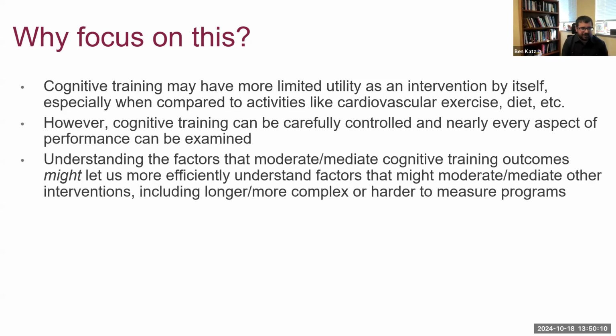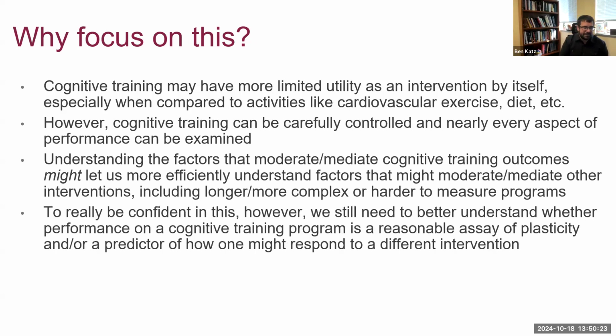And so I think that understanding the factors that moderate or mediate cognitive training outcomes might let us more efficiently understand the factors that can influence other interventions, including potentially longer or harder to measure programs. But to be really confident about this, and for this to be a future direction for this work, we still need to better understand whether performance in a cognitive training program is a reasonable assay of plasticity, and/or if it's a predictor of how one might respond to different types of interventions. I know lots of other people are thinking about this question as well.